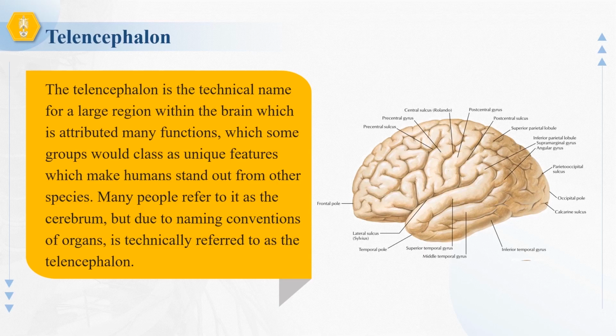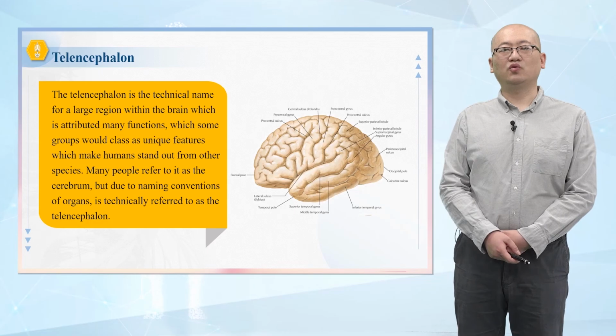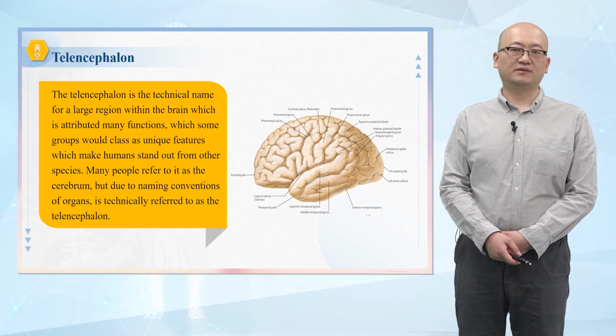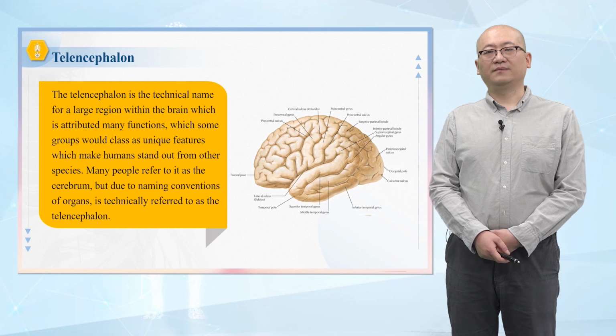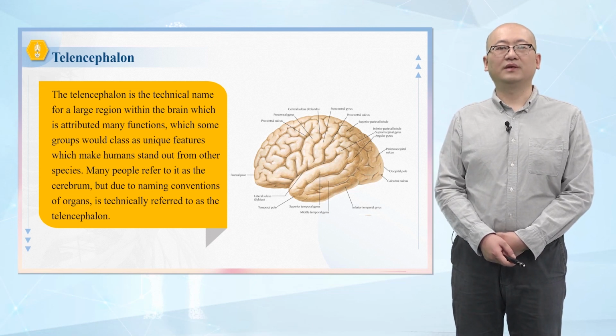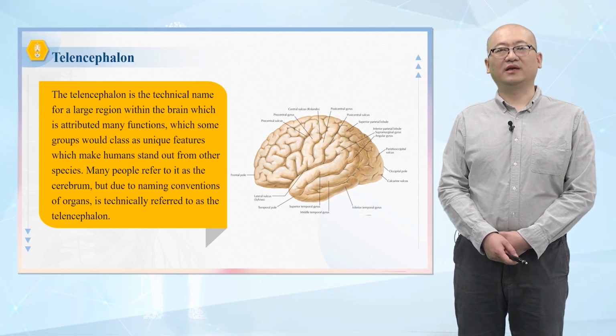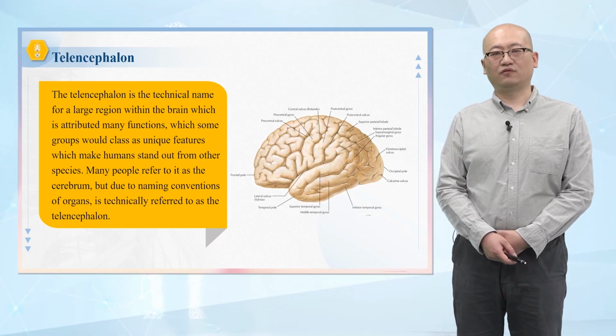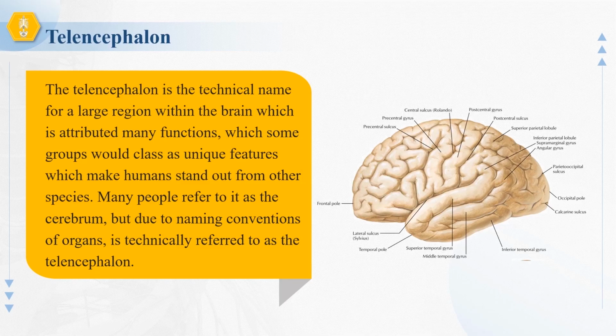The telencephalon is a technical name for a large region within the brain, which contributes to many functions that some groups would class as unique features which make the human stand out from other species. Many people refer to it as the cerebrum, but due to the naming conventions of organs, it is technically referred to as the telencephalon. The lobes of the cerebral cortex include the frontal, temporal, occipital, and parietal lobes.